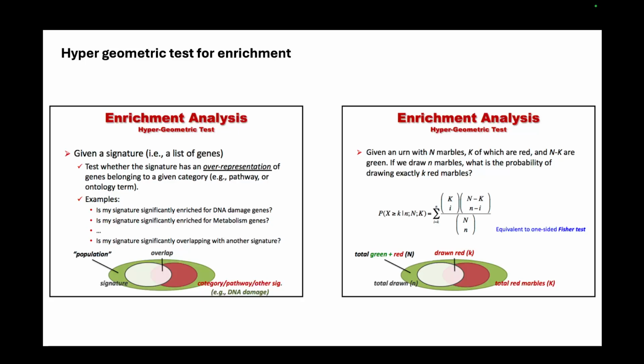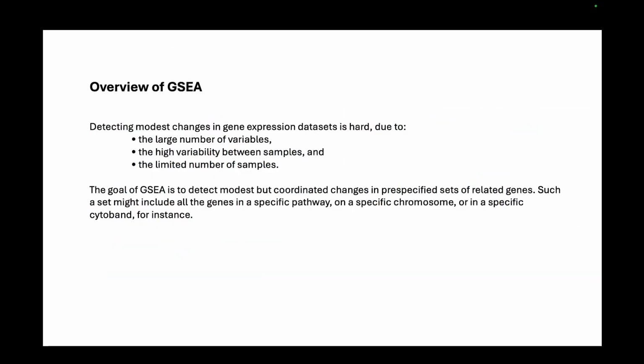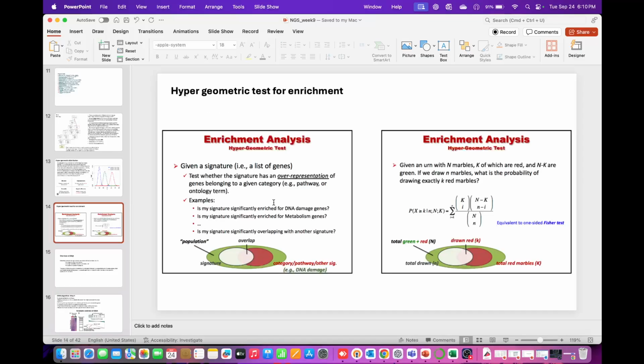Yeah, okay. So that was the hypergeometric test for enrichment analysis. You have a set of genes, and you are checking if that set of genes is overrepresented or underrepresented, or belonging to a particular category or a set of pathways. So you kind of take the concept from the hypergeometric test.